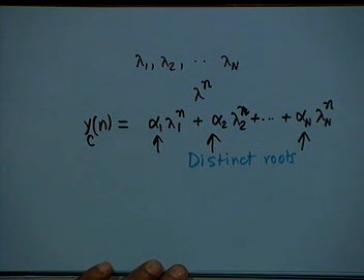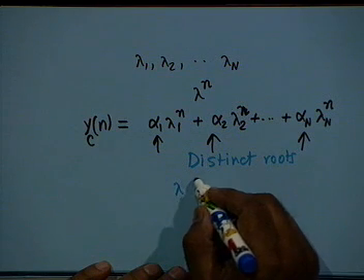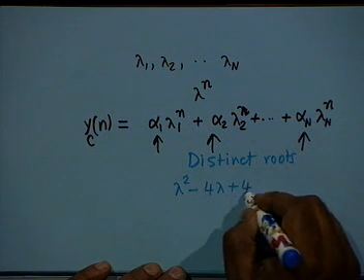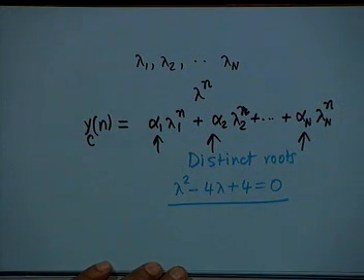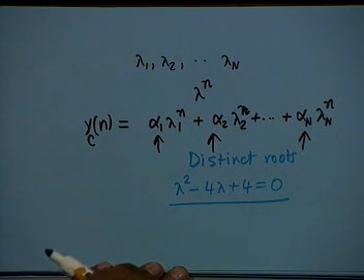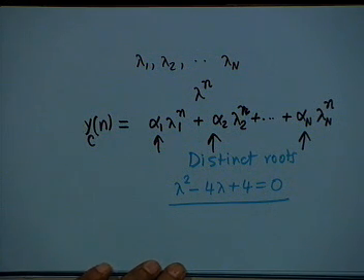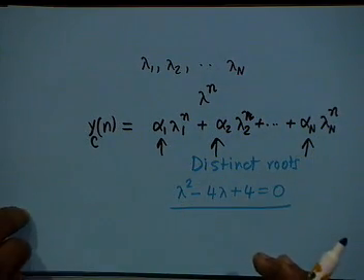If some of the roots are repeated, for example, let us say lambda square minus 4 lambda plus 4 equal to 0 is your characteristic equation, then obviously lambda 1 is 2 and lambda 2 is also equal to 2. That is a case of repeated roots. We shall see a little later how to tackle the case of repeated roots. But as long as the roots are distinct, you can write it in this form.